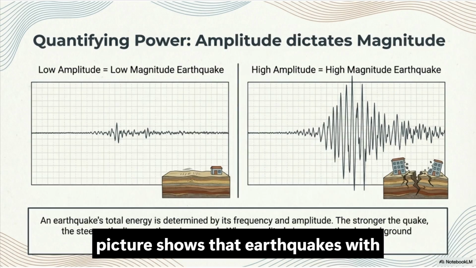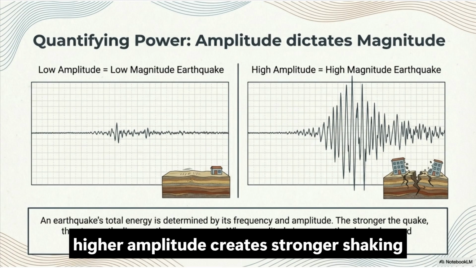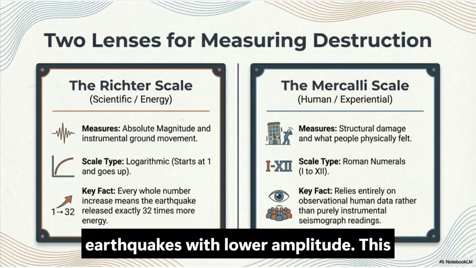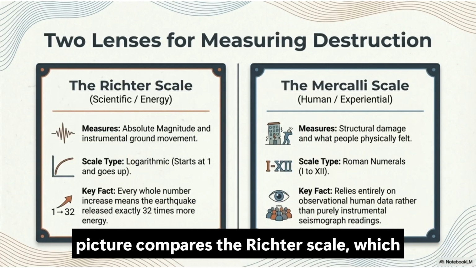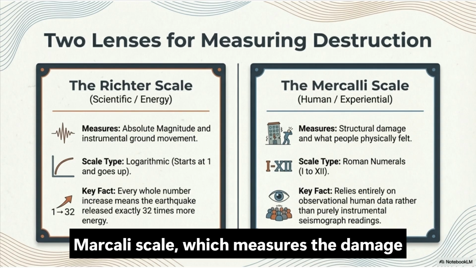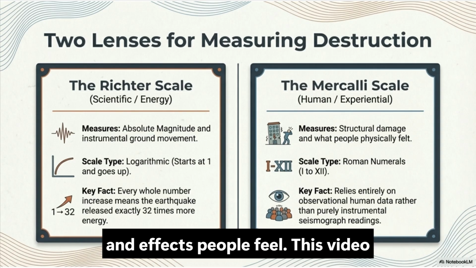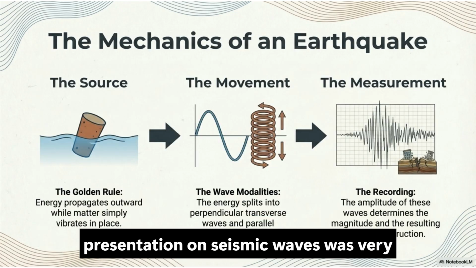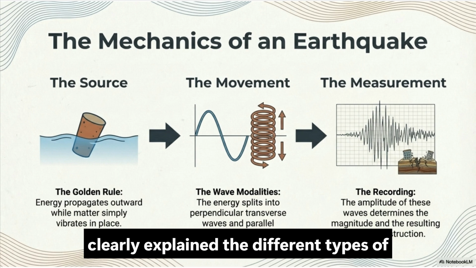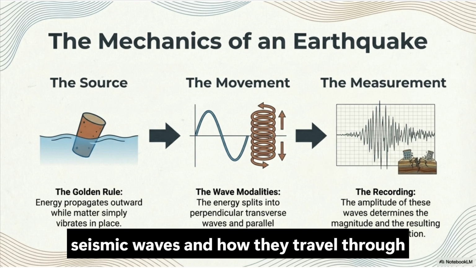This picture shows that earthquakes with higher amplitude create stronger shaking and have a higher magnitude than earthquakes with lower amplitude. This picture compares the Richter scale, which measures earthquake energy, and the Mercalli scale, which measures the damage and effects people feel. This video presentation on seismic waves was very informative and well organized. It clearly explained the different types of seismic waves and how they travel through the Earth.